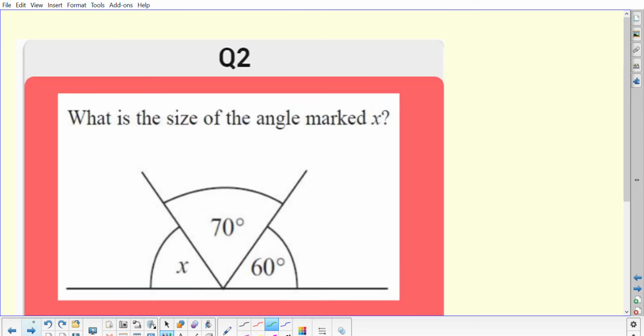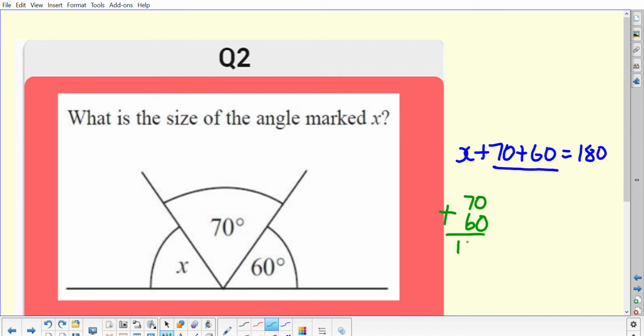Your second question, again, we've got a straight angle going on. We've got three angles that are all fitting together, so they all need to add up to 180 again. So writing down that information might help you. If you add together the two that you already know, your 70 and your 60 together, that's going to give us 130.